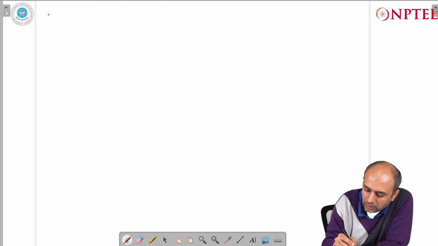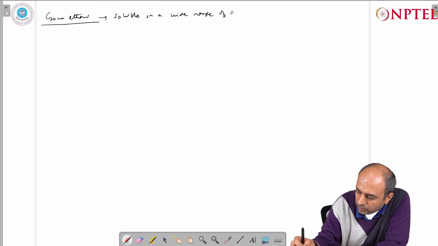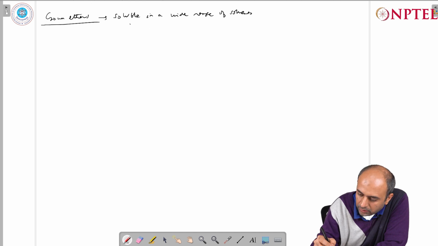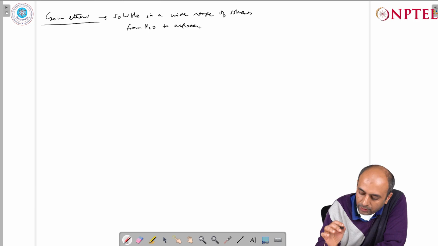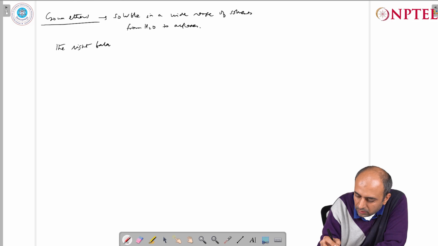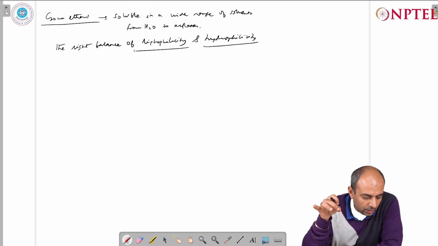So to start with, the crown ethers are soluble in a wide range of solvents, from water to alkanes, and they have got the right balance of lipophilicity and hydrophilicity. So the polar content and the non-polar content has got the right balance.